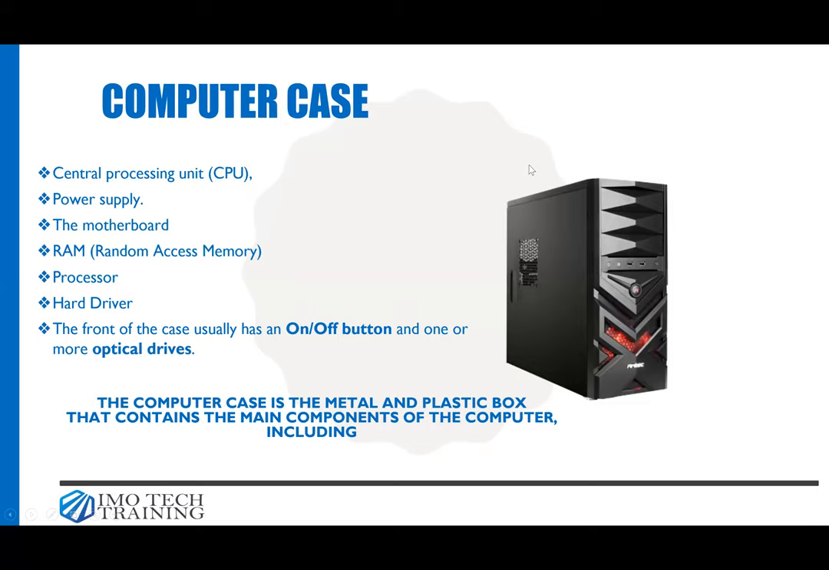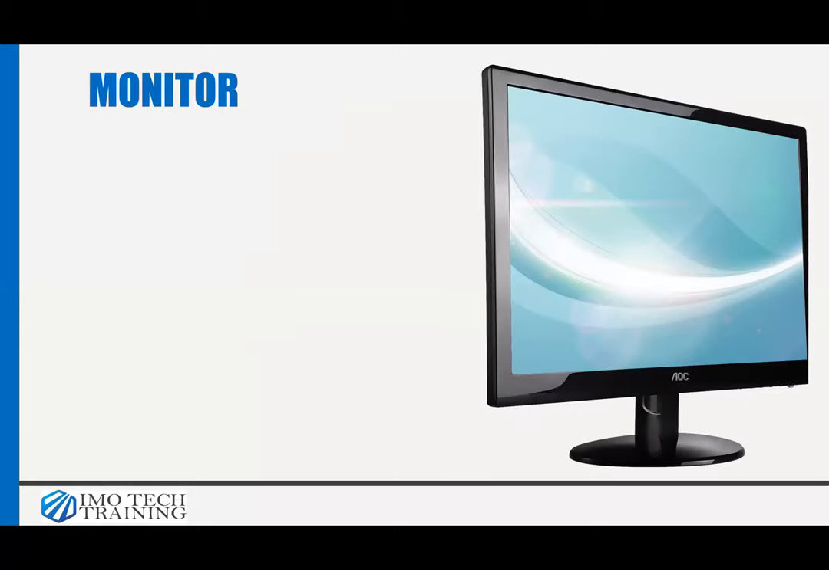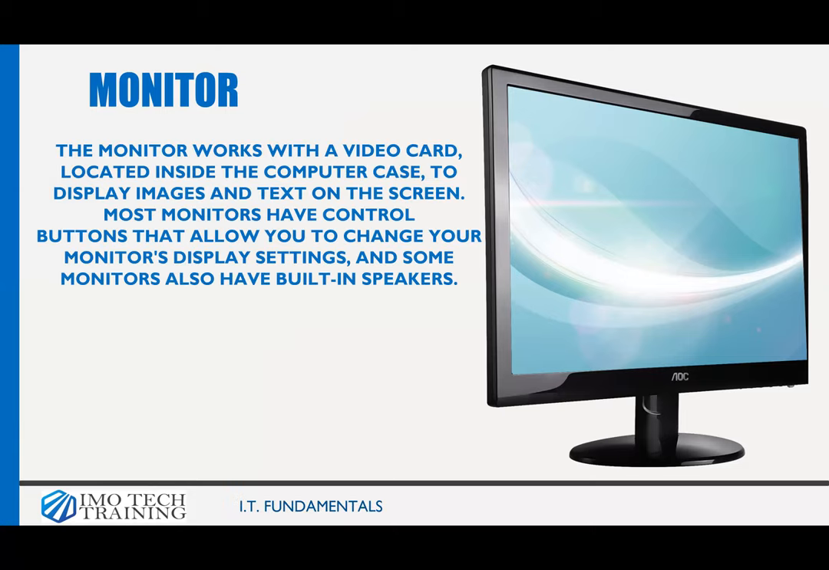So let's move on. These are called peripherals, right? Peripherals are other things that you attach to the computer. But in tablets and laptops, the peripherals are already attached to the unit itself. So you have a monitor. The monitor connects to the CPU so you can see what's on the screen.